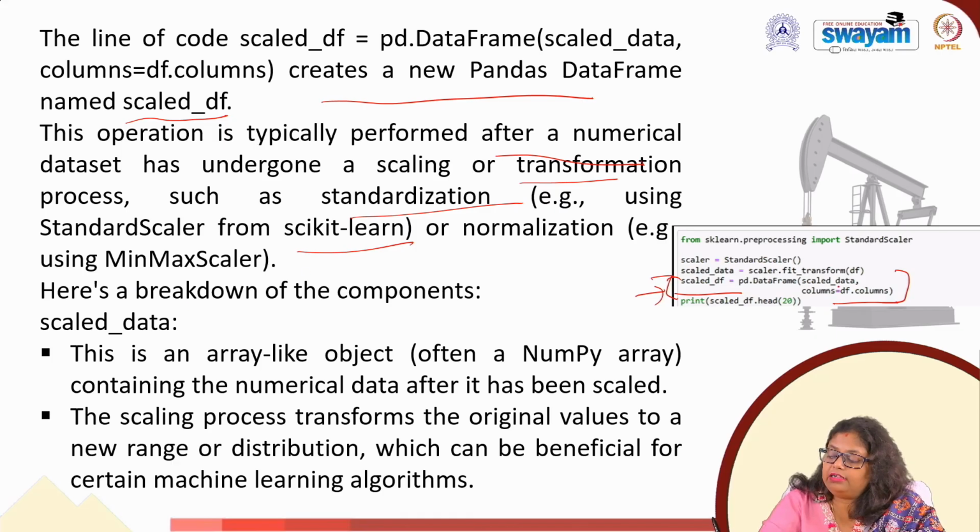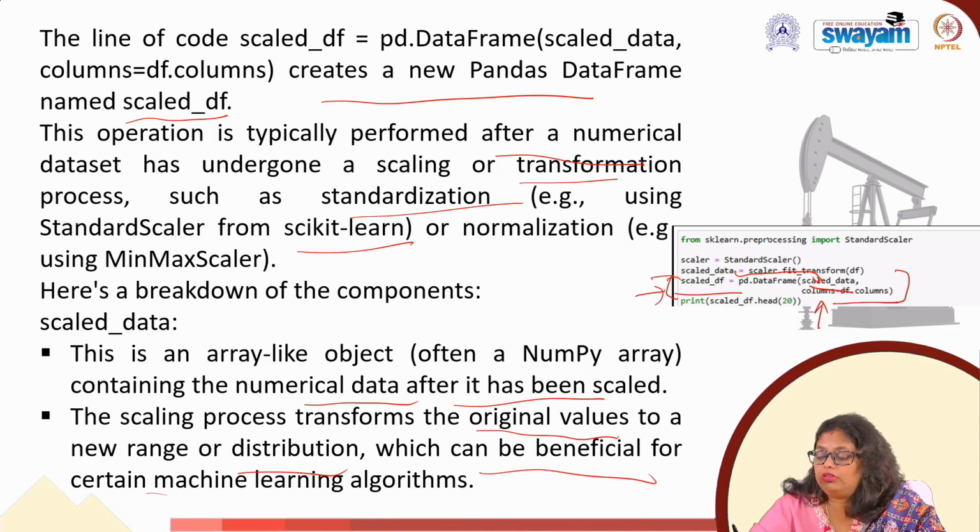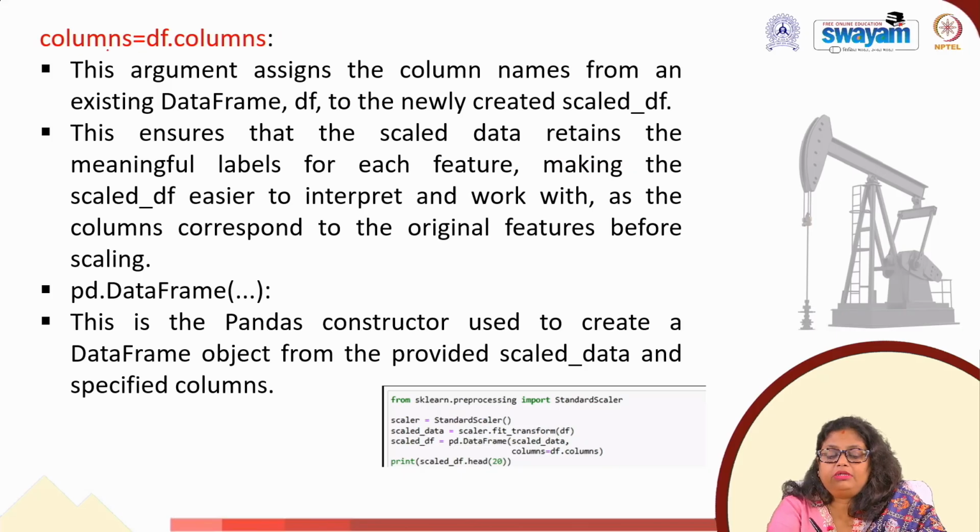We have scaled_data as one parameter, and another one is columns. So scaled_data is an array-like object containing the numerical data after it has been scaled. This scaled_data has been passed here as a parameter inside pd.DataFrame. Okay, so the scaling process transforms the original values to a new range or distribution, which can be beneficial for certain machine learning algorithms. Now scaled_data is the one which has already been transformed from the original data. Then the second parameter we have is columns = df.columns.